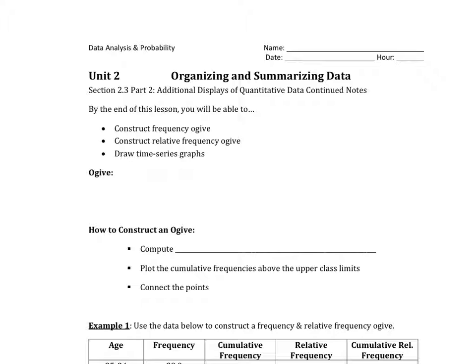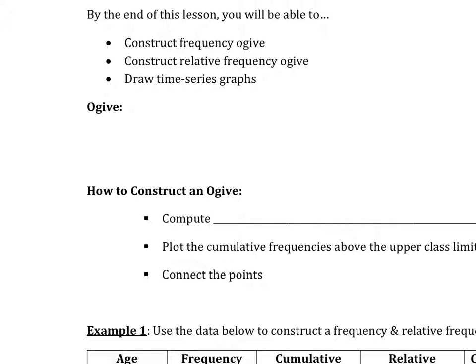So the first one we're going to learn is called an ogive. It's pronounced ogive, not ogive. It's an ogive. And this is another line graph. It's similar to a frequency polygon, but it's different. So you have to make sure you understand the differences between those. It's similar because it is still a line graph. So you're going to plot your points and connect the dots.